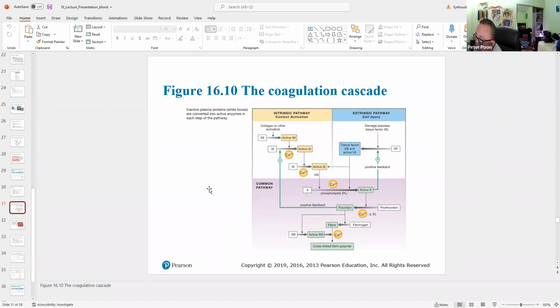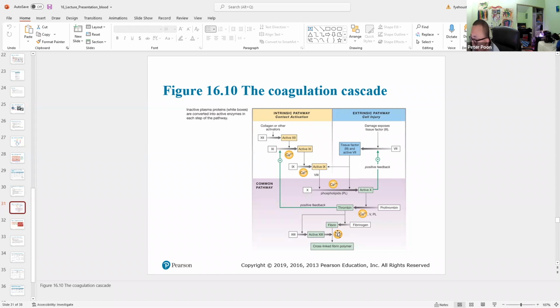But the more important thing is the common pathway. The common pathway starts with the activated factor 10. Factor 10 cleaves prothrombin to active thrombin. So now you have an active thrombin. So pro is inactive. The thrombin cleaves fibrinogen into fibrin. Fibrinogen is completely soluble in the bloodstream. Fibrin is completely not. So cleaving the fibrinogen into fibrin makes the fiber come out of solution right then, right there.